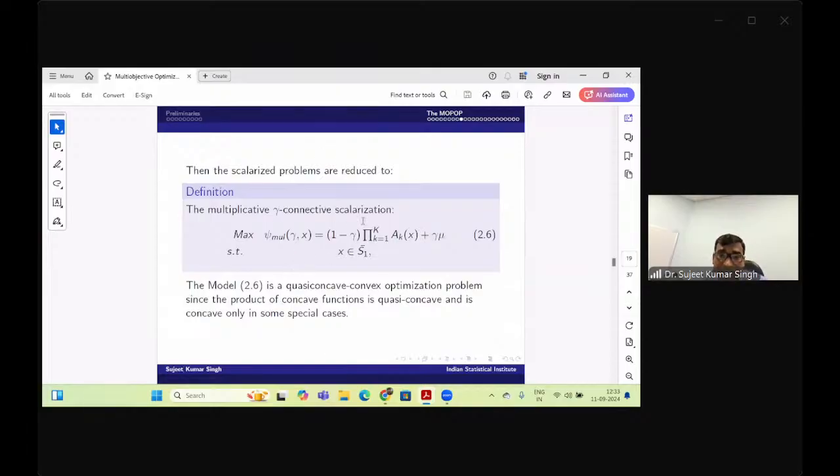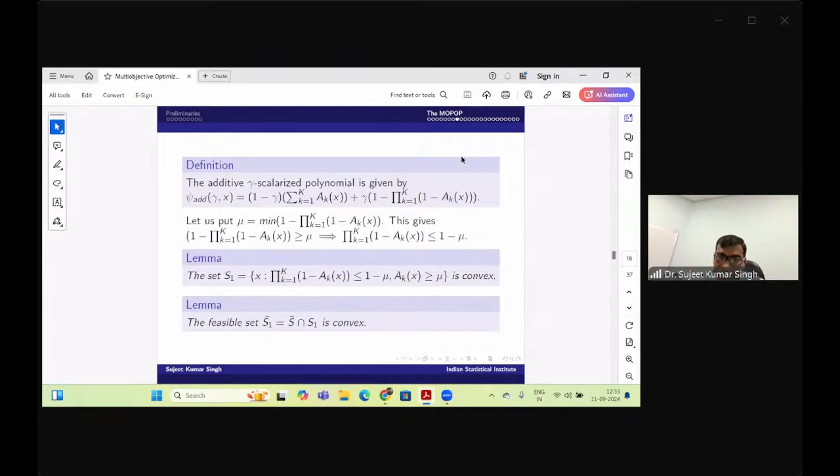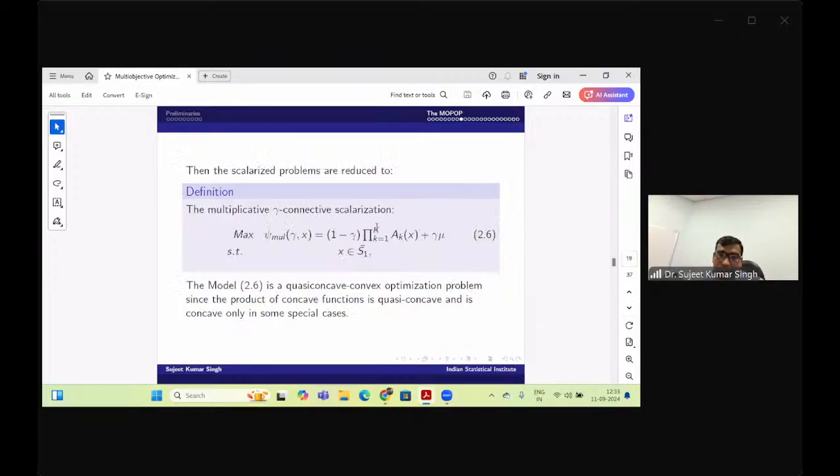And then the multiplicative escalation converts the problem into this: 1 minus gamma times the product of all AK plus gamma times mu, where mu is the minimum of the second term, if you remember. The new feasible region is now S1 bar, which is the original region intersected with the S1 lemma we just got from the second term. So we have added it into the constraint set, and the objective was converted to 1 minus gamma times the product of AK plus gamma times mu, subject to X in the new constraint set.